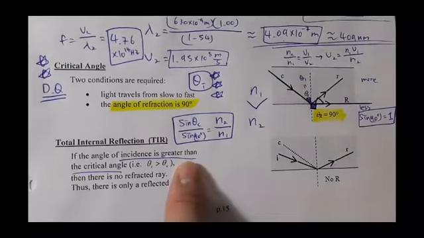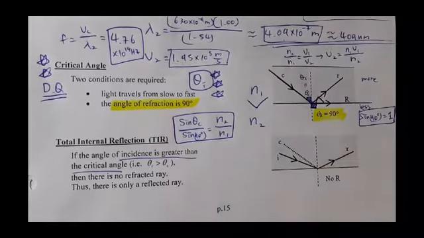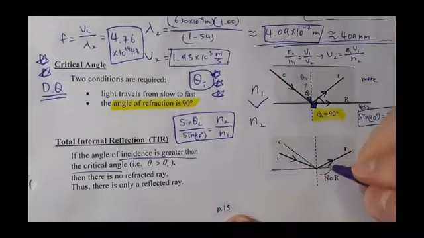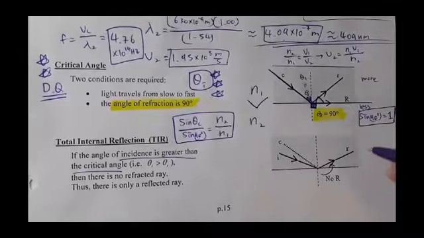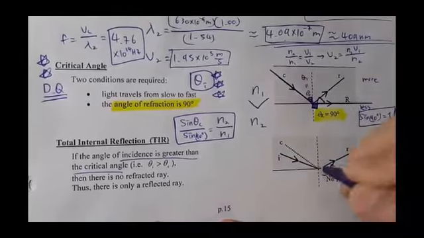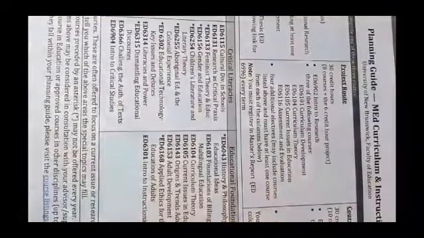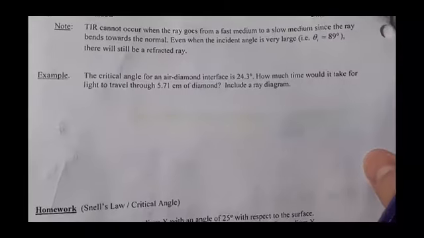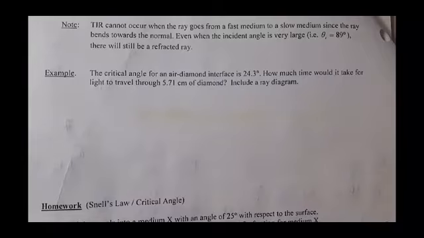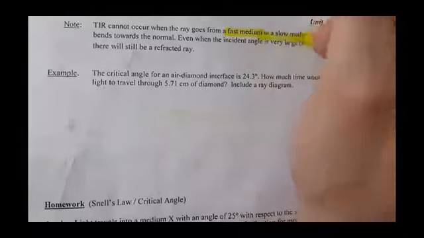And if the angle of incidence is somehow greater than the critical angle, then that's where it goes over 90 degrees. So technically, refraction is out of the picture because you're coming back to where you came from. So it's reflection. And total internal reflection generally cannot occur when the ray goes from a fast medium to a slow medium.